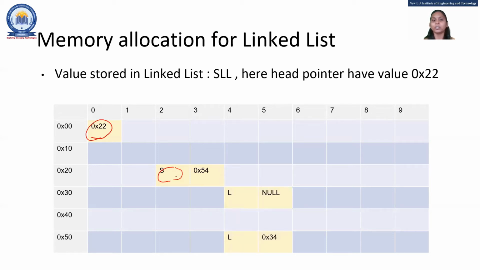Likewise the third node. Now you can see at the last node you find nothing to point to. So what do they store in the last node? They point to null. So every time in a linked list, the last node will point to null.